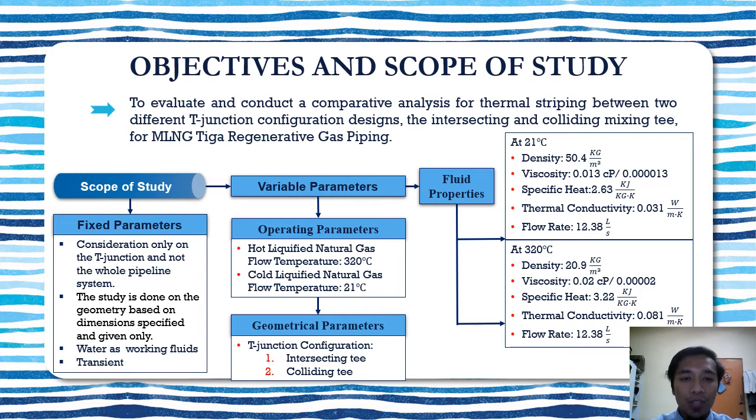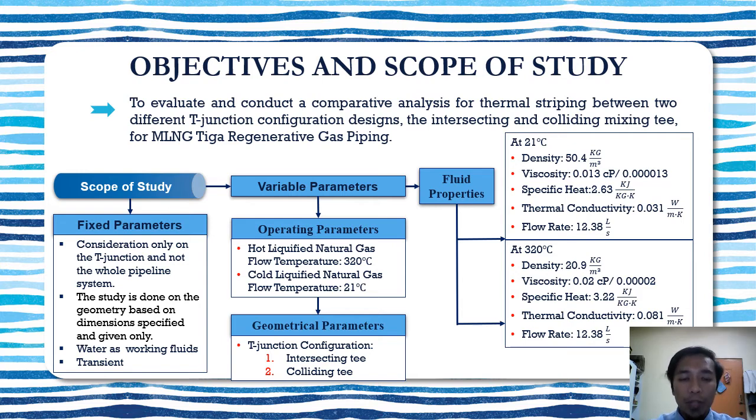Our objective in this project is to evaluate and conduct a comparative analysis of thermal striping between two different T-junction configuration designs, the intersecting and colliding mixing T, for the MLNG3 regenerative gas piping. For our scope of study, there are fixed and variable parameters. For fixed parameters, consideration is only on the T-junction and not the whole pipeline system. The study is done on the geometry based on the dimensions specified and given only. Water is used as the working fluid and the flow is transient.